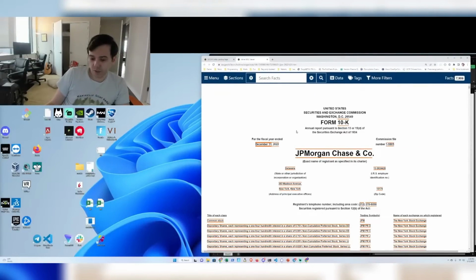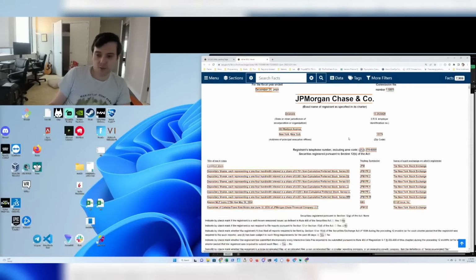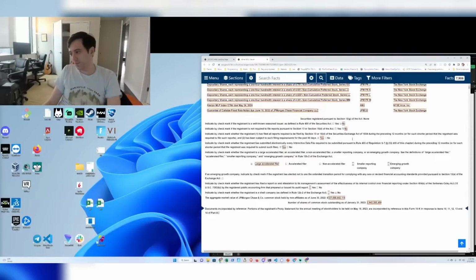JP Morgan's 10K is very important to read, because if you think about what the biggest businesses in the world are, JP Morgan's one of them. So if you want to be somebody who's interested in the stock market or cares, reading this once a year is not too much trouble to undertake.